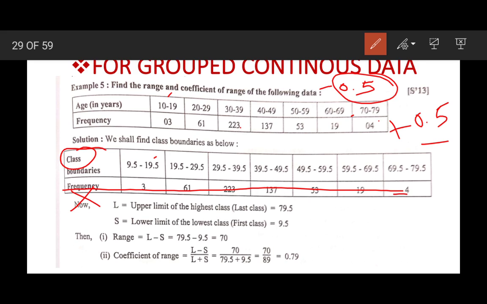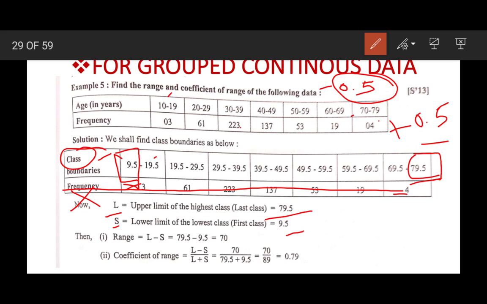After making it continuous, again the same rule: we have to find the highest value of x. So the highest value of x is 79.5, and the lowest value of x is 9.5. So the highest value of class intervals is 79.5 and the lowest value is 9.5. After getting L and S, the largest value is 79.5 and the lowest value is 9.5.